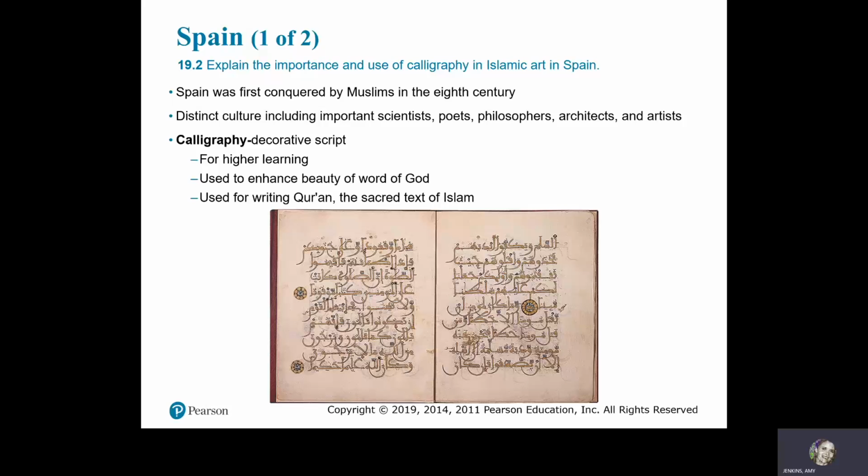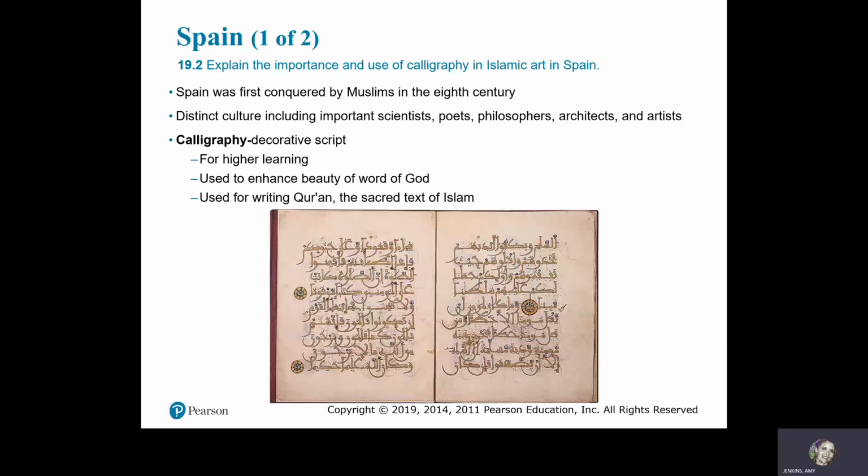Spain. Explain the importance and use of calligraphy in Islamic art in Spain. Spain was first conquered by Muslims in the 8th century. The distinct culture included important scientists, poets, philosophers, architects, and artists. Calligraphy is decorative script. It's for higher learning. It's used to enhance the beauty of the Word of God.